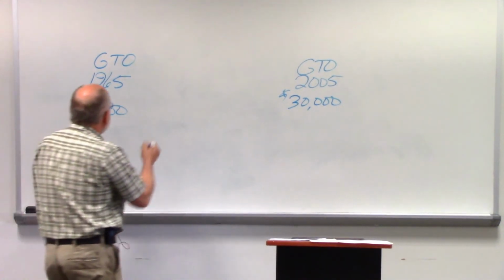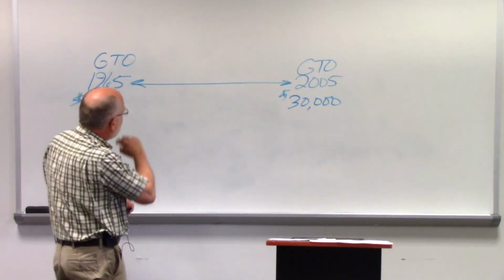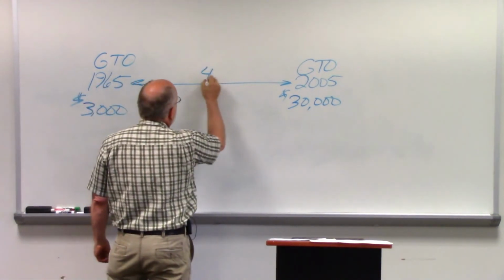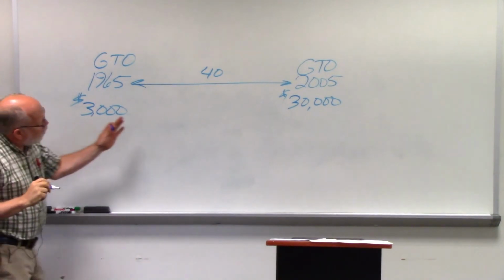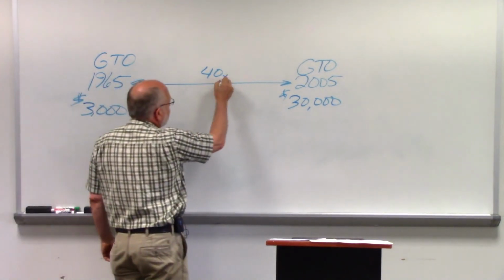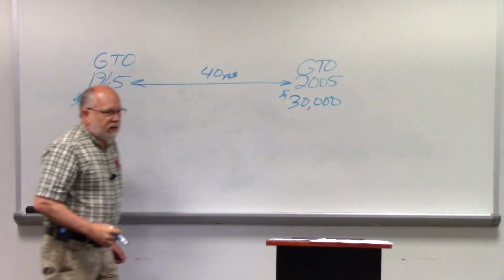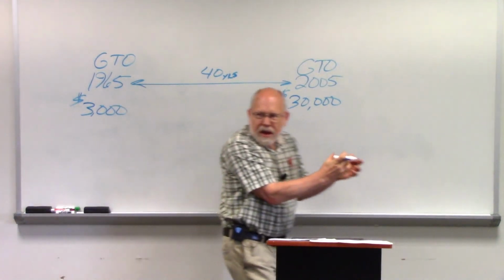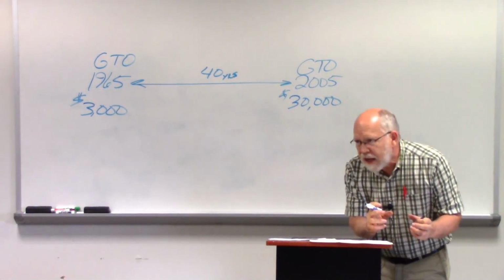And how many years is this? From here to here? Do the math. About 40? Is that right? About 40 years? And he waits 40 years. After 40 years, he gets out his treasure trove and he goes into the dealership to buy his brand new GTO. And how much GTO can he get?